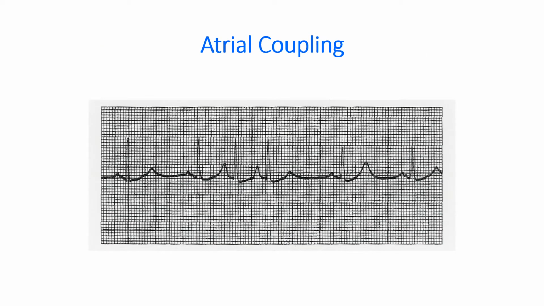Atrial coupling means you have a couple of PACs that are together. You have a sinus rhythm, and then you have two PACs, and then it goes back to sinus rhythm. And this would indicate that you have two PACs together. Three PACs in a row is considered an atrial tachycardia. And that would indicate that this patient might be trying to go into A-fib or flutter or some SVT.